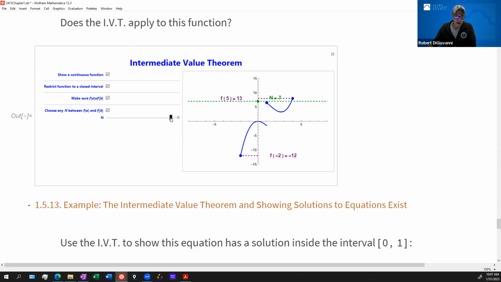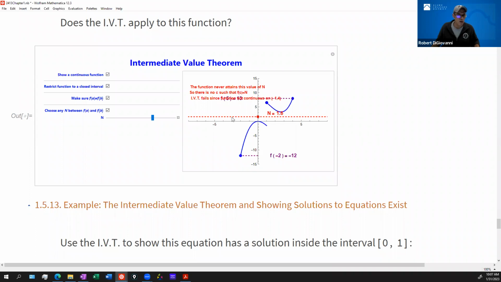do y'all see that I would have a problem if I try to pick an n right here? There's no place that the function actually gets to that point. There's nowhere I can pick on this part or on this part that's ever going to hit this line. The graph will never hit that line, so the function will never take on that value. The theorem fails here. Why does the theorem fail?